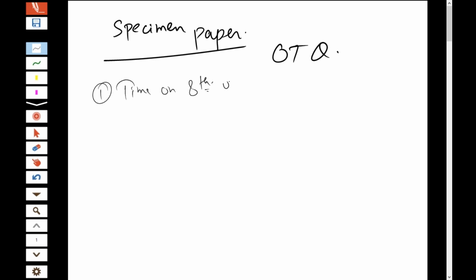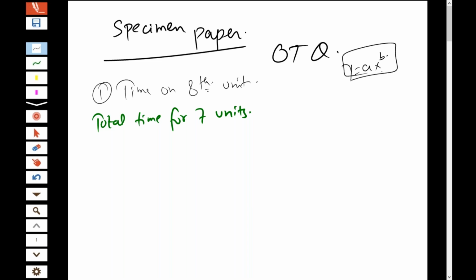Time on eighth unit. How will you calculate that? First, calculate the total time for 7 units. And what is the formula? Y is equal to ax power b. Total time for 7 units.